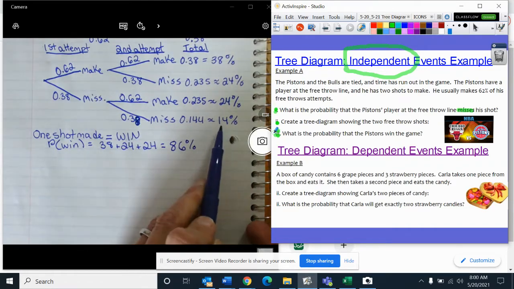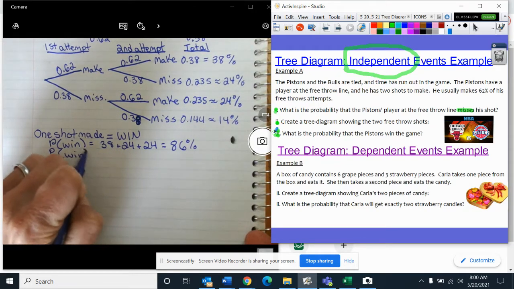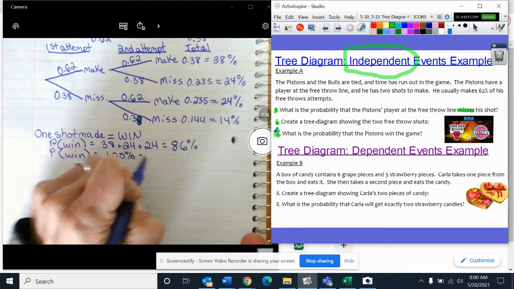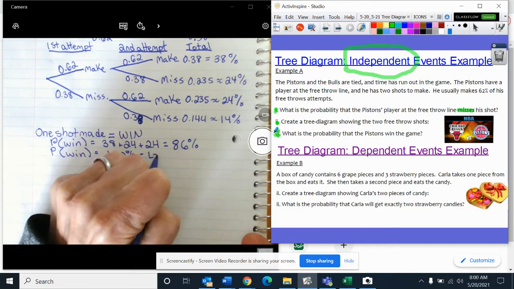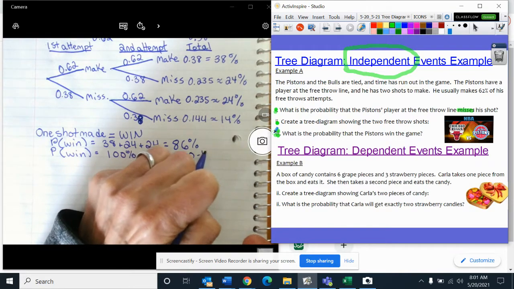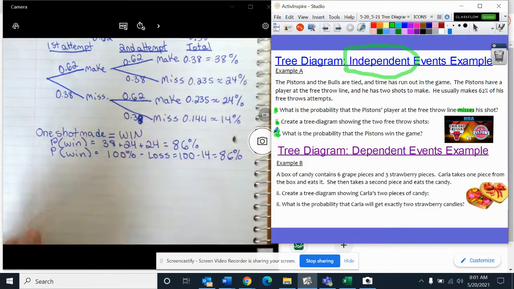Now, another way to think about it, probability of a win, is just taking 100% minus the loss. And that's 100 minus 14, which is also 86%.